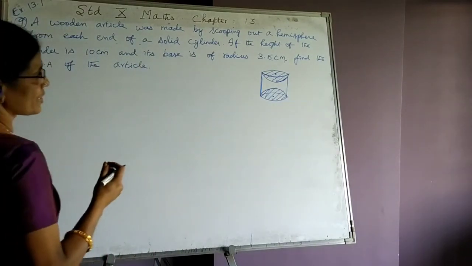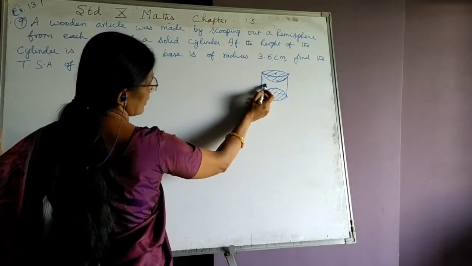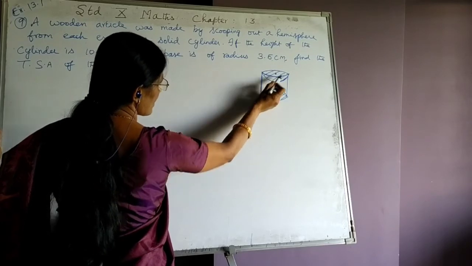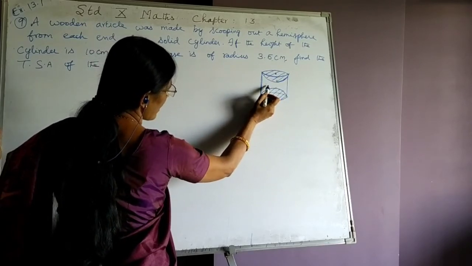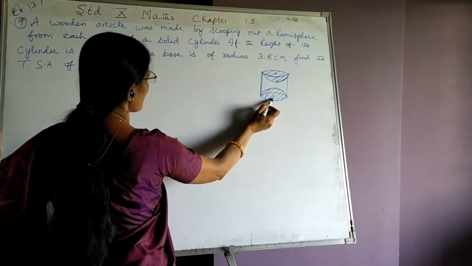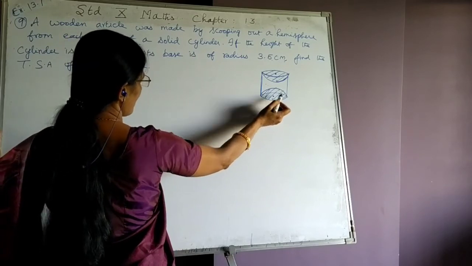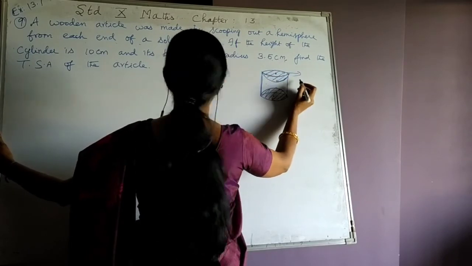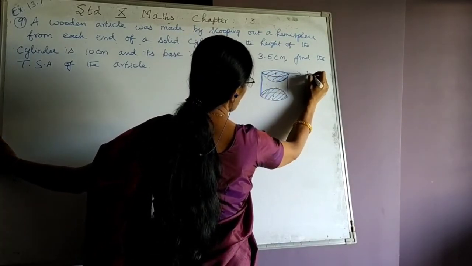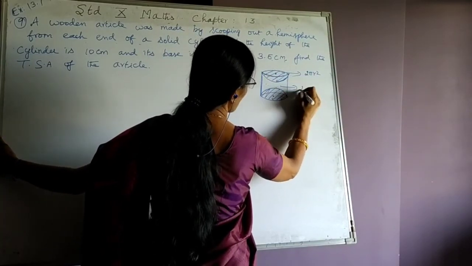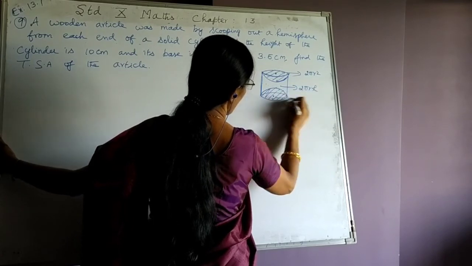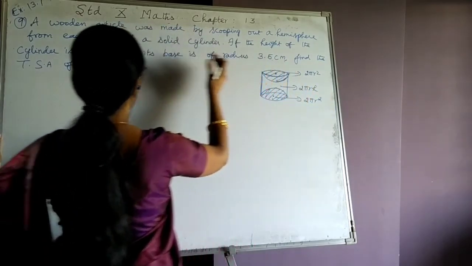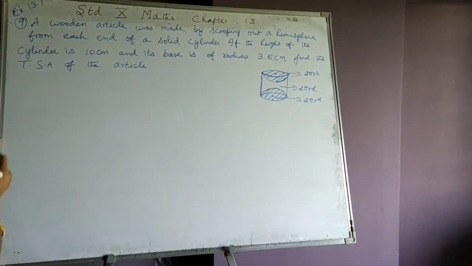What is the total surface area? There are two hemispheres and the cylinder. So here 2 pi r square plus surface area of the cylinder 2 pi RH plus CSA of the hemisphere, which is 2 pi r square. If we add these three areas, we will get the total surface area of the article. So this is 2 pi r square. In between portion is CSA of the cylinder 2 pi RH, and here 2 pi r square. If these three are added, we will get CSA of the article.